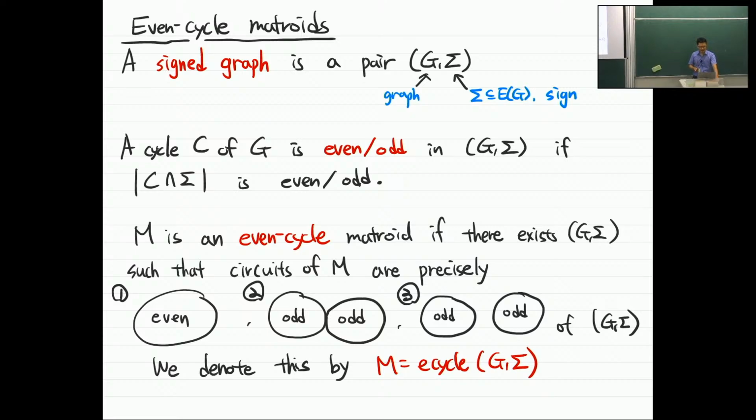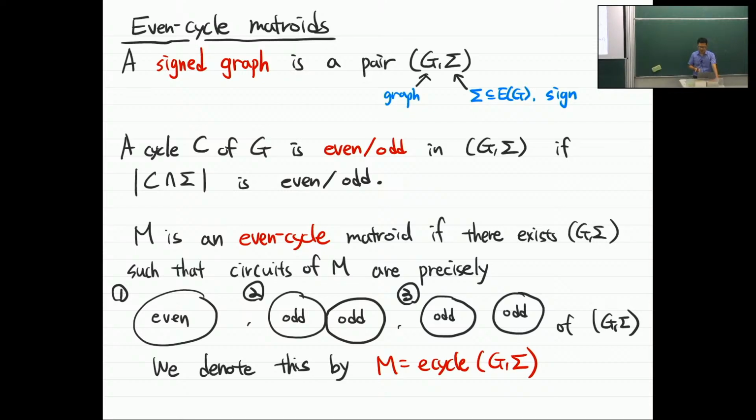Now let me talk about Evencycle matroids. As I said, these matroids have graphical representations called signed graphs. A signed graph is a pair (G, sigma), where G is a graph and sigma is a subset of edges, and we call this sigma the sign.